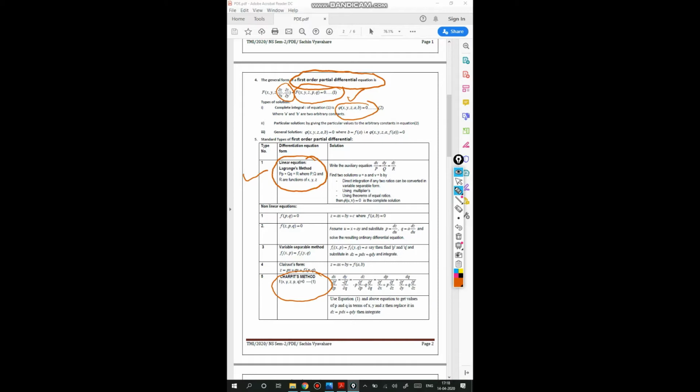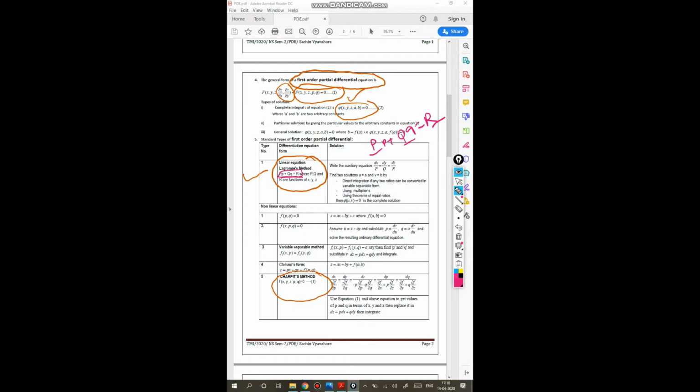The form of Lagrange's differential equation is this one: Pp plus Qq equal to R. Okay, Pp plus Qq equal to R. So I will write it here again: Pp plus Qq is equal to R. So these capital P, Q, R are functions of x, y, z.